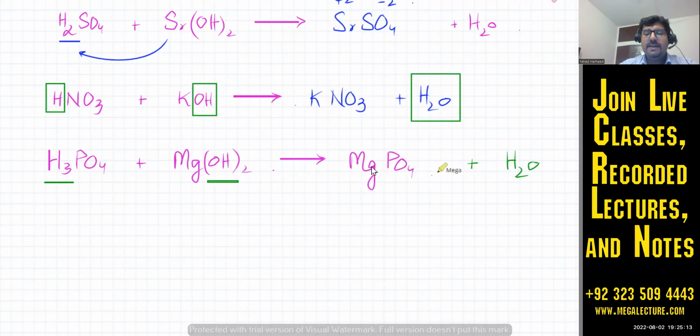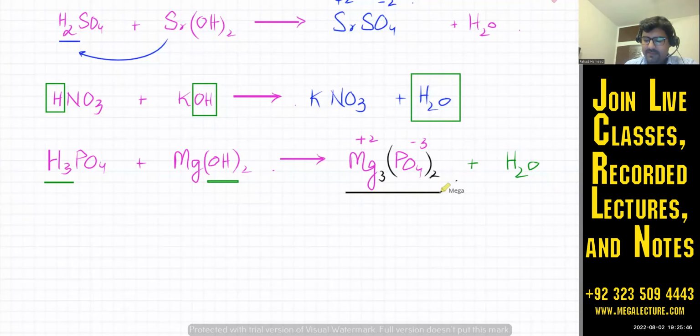Now, whenever you make a formula, make sure you do crisscross. Mg is group 2, so it's +2. Anything that's in group 2 is +2. PO4 is -3, it's given in the table. So if I do crisscross for this, it's going to be Mg3, and the PO4 will be twice. Okay, that's what my salt is going to be. So think about that. This is how you're going to produce the formula of the salts.